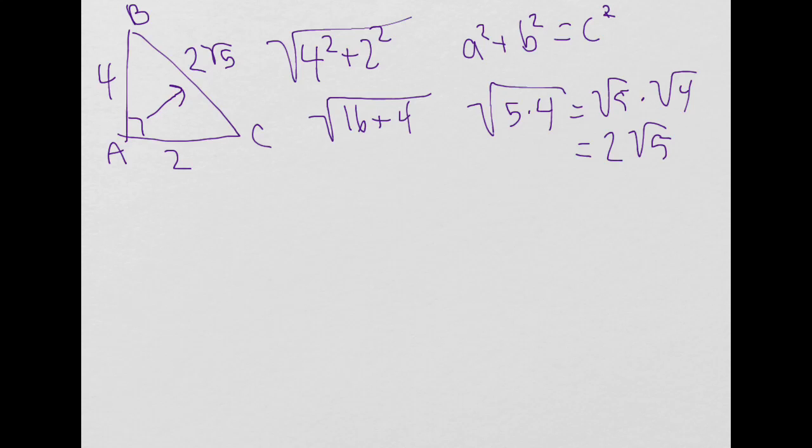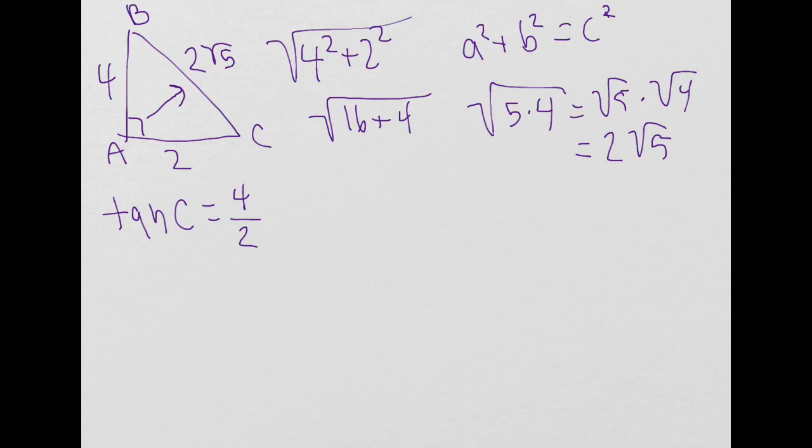So if I'm looking at angle C right here, notice that these are my nice values, 2 and 4. So I'm going to use the trig function that is going to allow me to use those. Well, that's my opposite side and my adjacent side from that angle. So that is tangent. Tangent is opposite over adjacent. So you can start setting it up. Tangent of C equals opposite, which is 4, over adjacent.